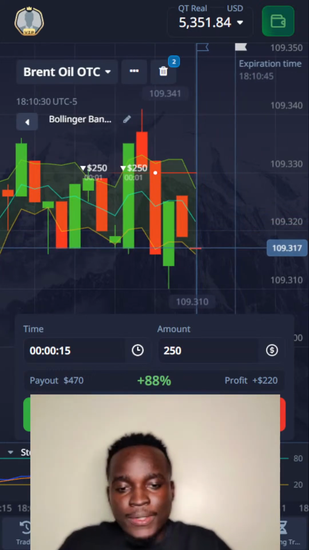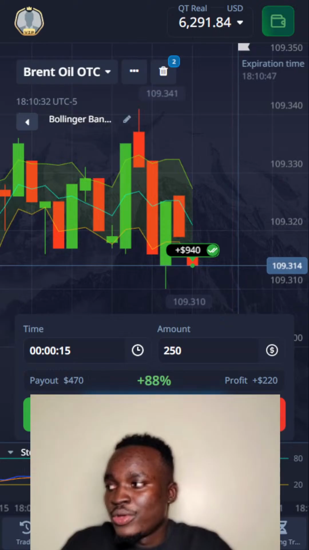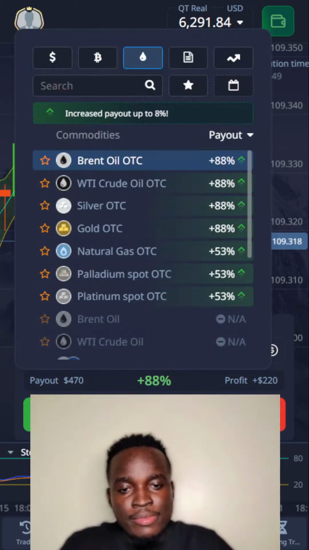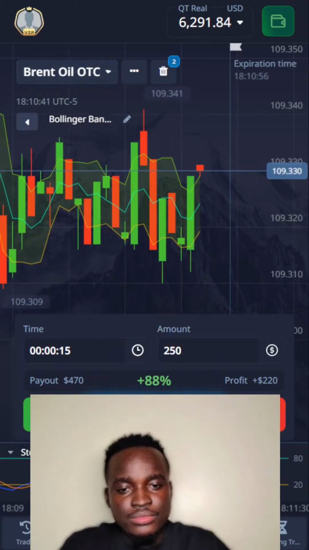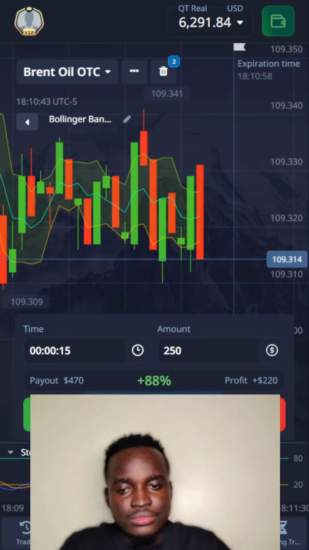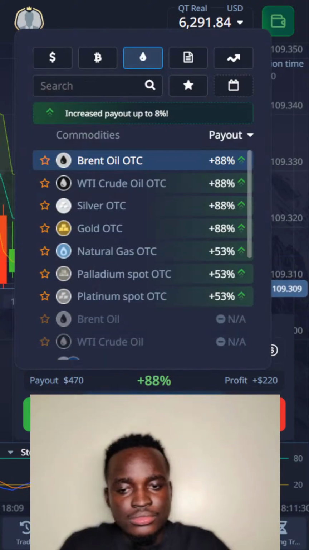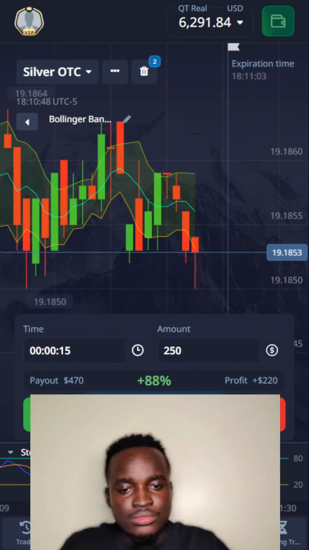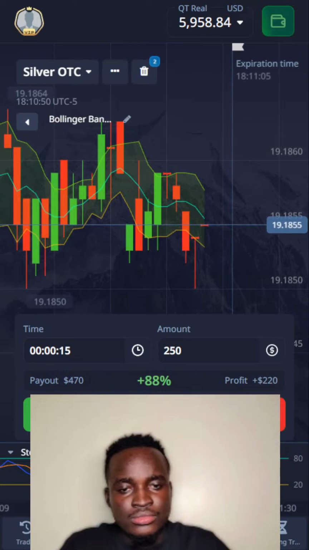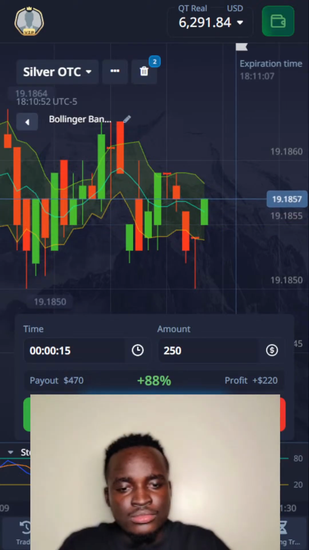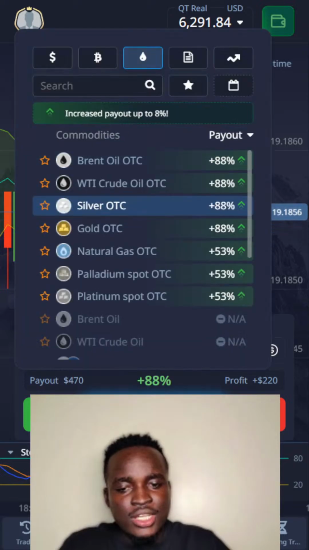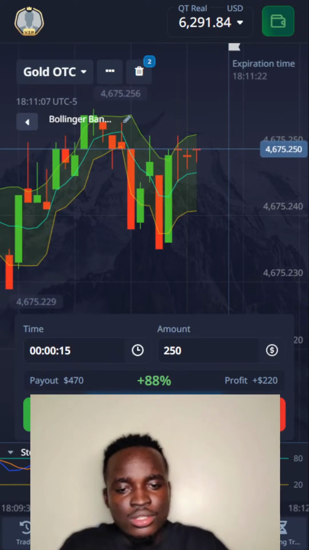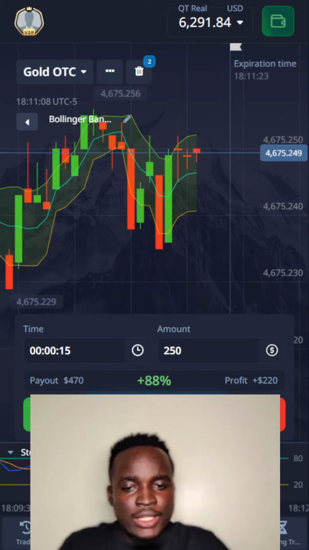We're gonna stop at around 8K so that we can do something. Let me try to look for another pair and see. Let me try out silver. Silver the same. Let me try out gold and see. Gold not bad. Let's go with gold.